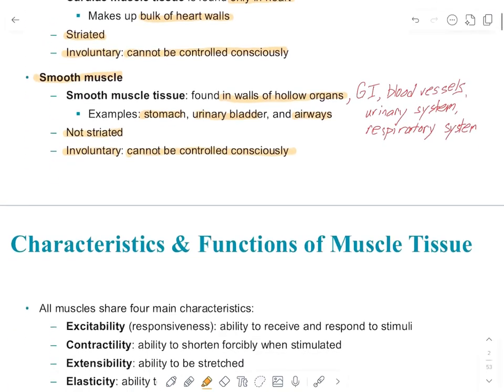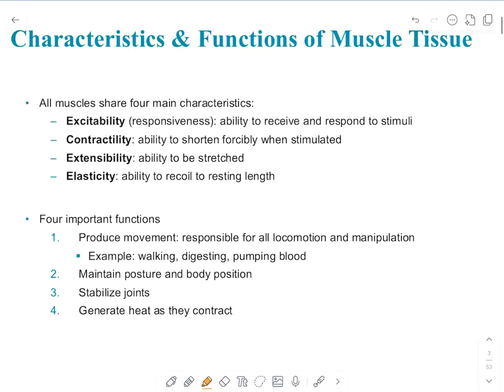The characteristics and functions of muscle tissue are shown on this slide. There are four major characteristics that muscles share. The first of which is excitability or responsiveness. And that's the ability to receive and respond to a stimuli. Another way to characterize this is using the term irritability because they're kind of irritated or stimulated by a stimulus and they respond to that.